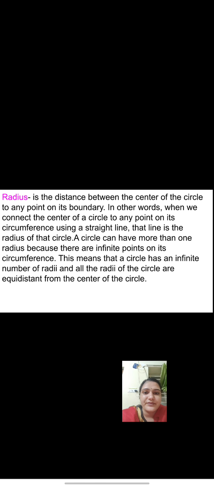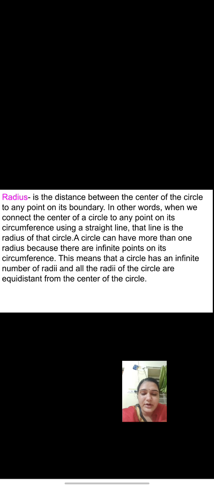Radius of a circle. It is the distance between the center of the circle to any point on its boundary. In other words, when we connect the center of a circle to any point on the circumference using a straight line, that line is the radius of the circle. A circle can have more than one radius because we know that there are infinite points on its circumference. This means that a circle has an infinite number of radii.